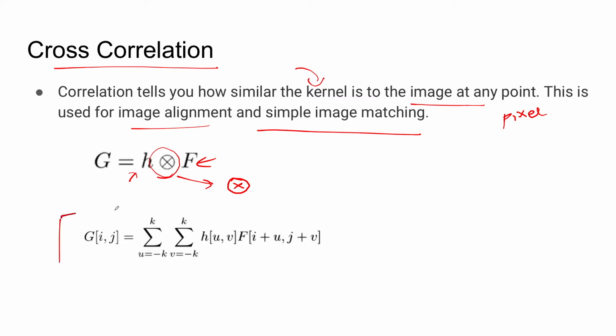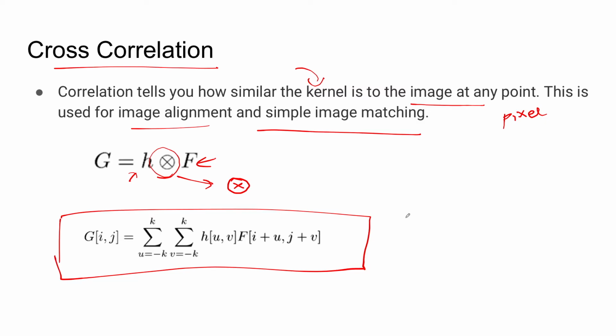This is a particular equation which helps us find the cross-correlation in our images. Here H again represents our image's particular pixel value, and F, I, U plus J and J plus V represents the particular position of that pixel. What we exactly and how we exactly use this is shown in the next slide.